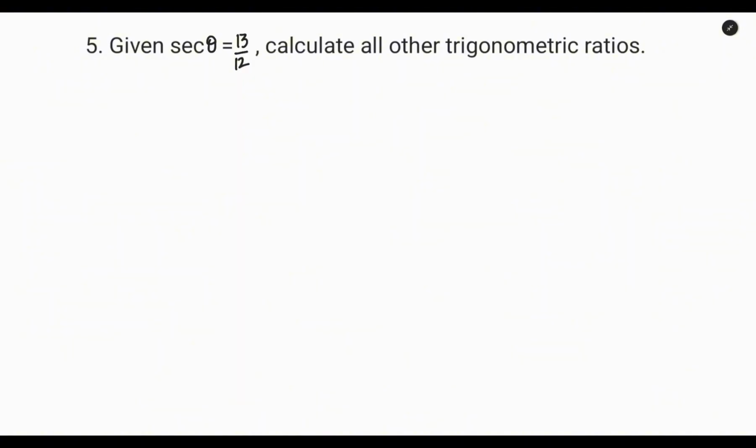So we are given secant theta is equal to 13 by 12, and we have to find all the other trigonometric ratios. It's interesting. First things first. What did I tell you? Basics. Don't forget the basics. So let's first draw the right angle triangle, okay? This chapter all we do is draw the right angle triangle, and almost half of the problem is solved.